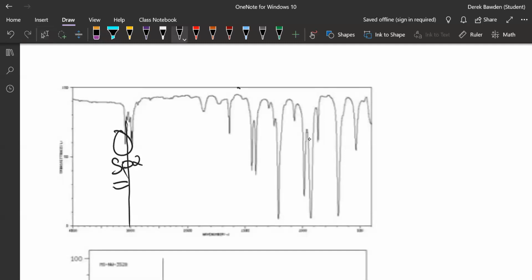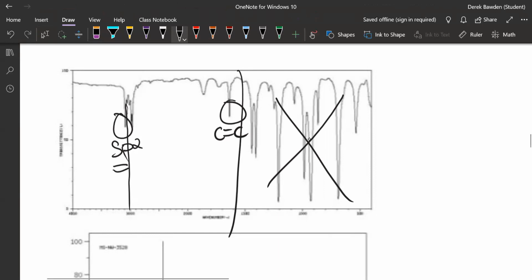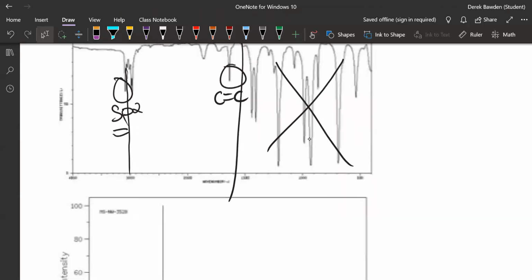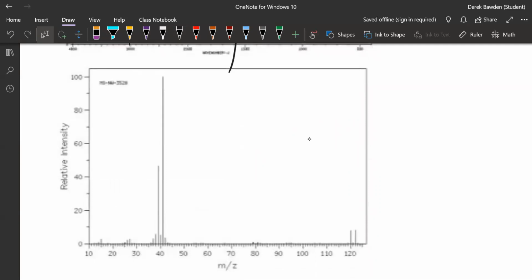That's all right. Okay, so here's our 1500 mark. So we've got a little peak here we need to look at, which is C double bond C, and we know there's sp2, so that's going to give us our double bonds, okay? sp2 CH bonds.